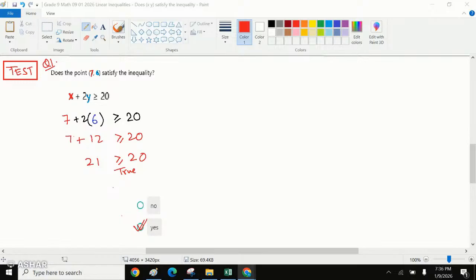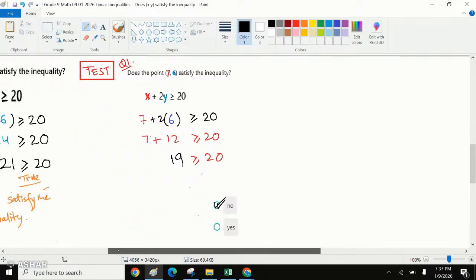Okay. No, this is 19, sorry. This is not 21. My bad. I'm so sorry. I don't know what I did. This is 19. Why am I writing 21? See, you did not tell me. So it does not satisfy. No, right?